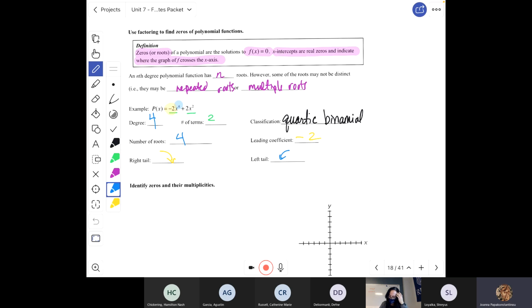Now, could we actually find those roots? Oh, come on, let's do it. Yes, we could. I just set it equal to 0, right? And what would I do to the left-hand side? What would you want to do? I'm going to, yeah, factor out negative 2x squared. What would that leave me inside the parentheses? Do I stop there? No. Difference of 2 squares.